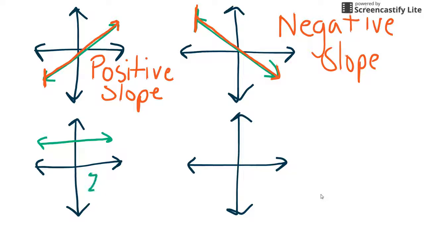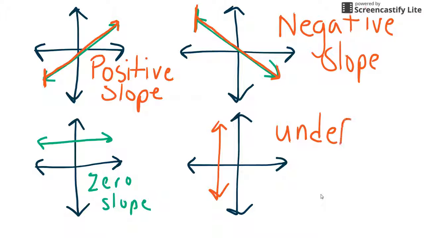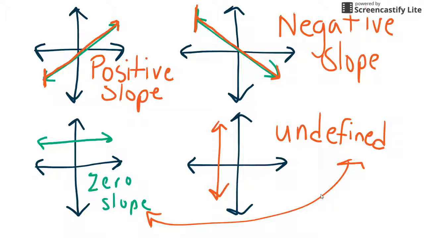We also have a zero slope, and that's just a horizontal line. It's kind of like if you're just walking down the street. If you're not walking up a hill or down a hill, you're just walking down the street. This is a zero slope. And the last kind is when we have a vertical line, and this slope is called undefined.